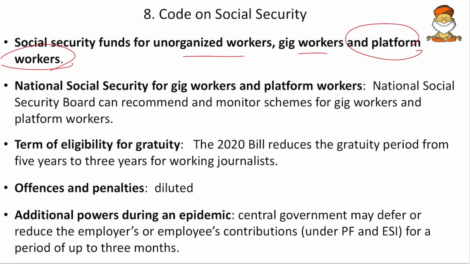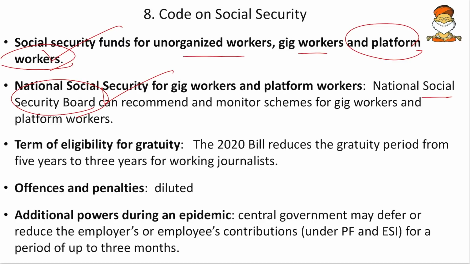So here what is a platform worker? So people who are working in Swiggy, Zomato, all those are called platform workers. Then the national social security for gig workers and platform workers. So that will be monitored by the National Social Security Board. So this security board is already being set up, and now that is given a new responsibility.